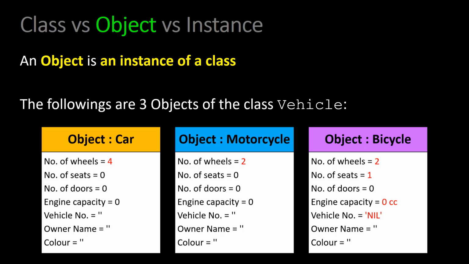Now look at the first object, car. Car has four wheels. The number of seats, number of doors, engine capacity, vehicle number, owner's name and color have been left empty so that when we create the instances for the car, we can fill them in. Another object called motorcycle has two wheels and the rest of the attributes have been left empty so that when we create the instances for the motorcycle, we can fill them in later. In the case of a bicycle object, it has two wheels, one seat, no engine capacity, no vehicle number. So these are three objects of the class vehicle.